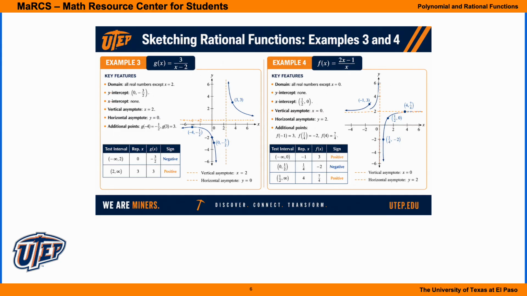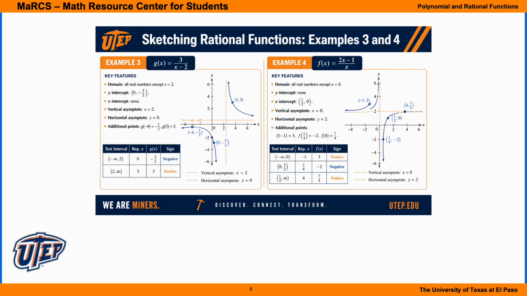Here we'll be practicing sketching rational functions. So first we are given the function g of x is equal to 3 divided by x minus 2. So first we want to find our domain restrictions. So that'll be all real numbers except that x is equal to 2, because plugging in 2 in the denominator, we'll get 2 minus 2, and that'll give us 0.